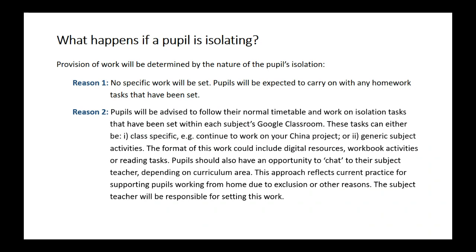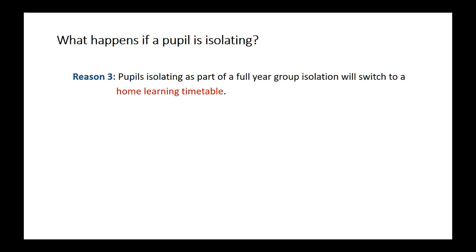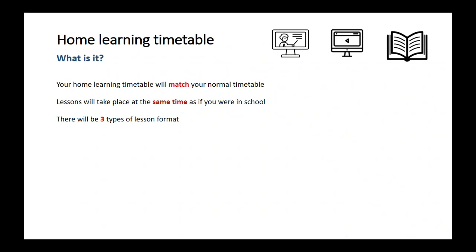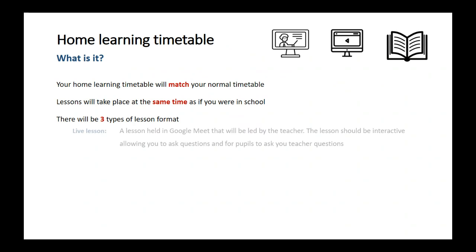But it will be the subject teacher's responsibility for ensuring that the students know where to go to access this work. Now, the third reason, which is if a pupil is isolating as part of a full year group for 14 days, is that they will switch to what we're calling their home learning timetable. So what's their home learning timetable? Well, it will match their normal timetable, and lessons will take place at the same time as if the student was in school. But the key difference is there'll be 3 different types of lesson format.